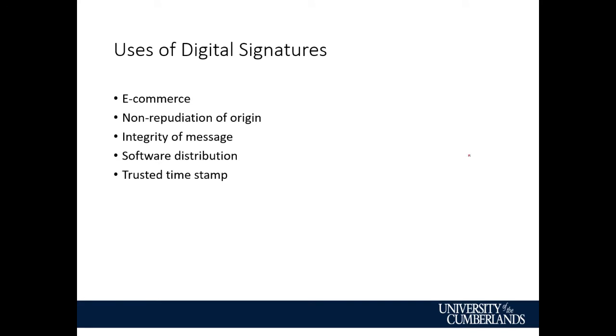So what are some uses of it? Well, e-commerce, obviously. Every time you buy something, we're going to be using encryption, and we want to make sure the hash shows that nothing got changed. And we want to make sure that the origin is not changed at all. Where did that message come from? We also check the integrity of the message, software distribution, and trusted timestamps.